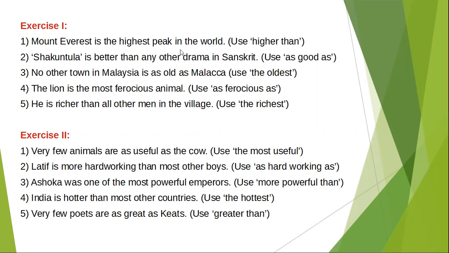Next, exercise 2. Very few animals are as useful as the cow. Here use "the most useful". Latif is more hardworking than most other boys. Ashoka was one of the most powerful emperors. India is hotter than most other countries. Very few poets are as great as Keats. So this is the keyword: the first sentence you change into superlative, second one positive, third one comparative, fourth one superlative and fifth one comparative.